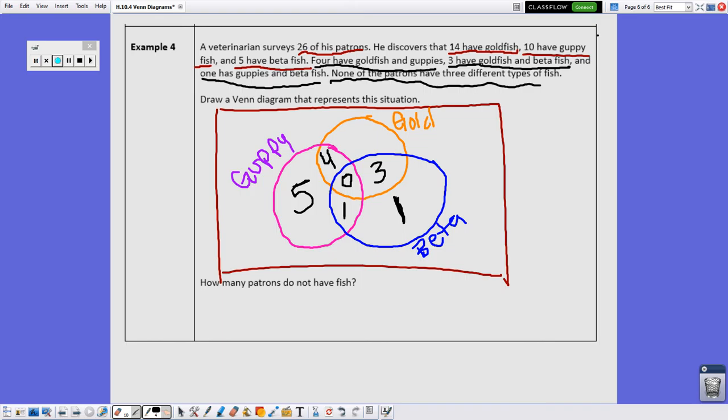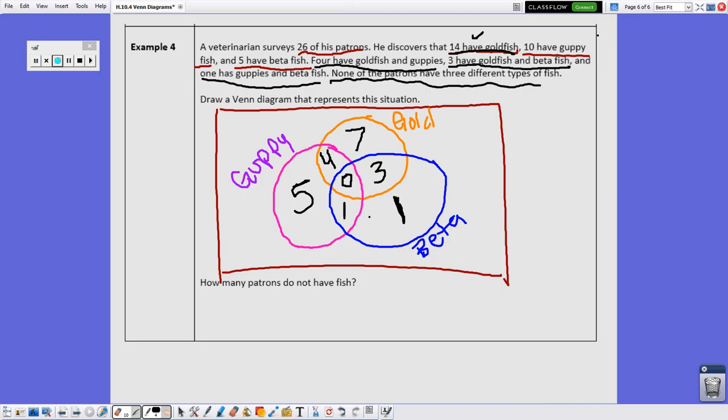Next, going backwards still, we have 14 that have goldfish. Inside our gold circle, we have a 4, a 0, and a 3. If we add that together, we get 7. So that means that there are 7 patrons who only have goldfish, because 7 plus 7 is 14. So you can always go back and check to make sure your circles are correct. So if we go gold, we should have 14 in that gold circle total. 7 plus 3 is 10, plus 4 is 14. So this one checks out. So we're good with the goldfish.